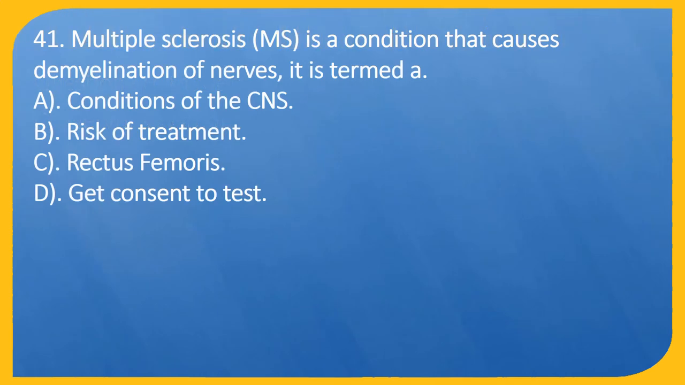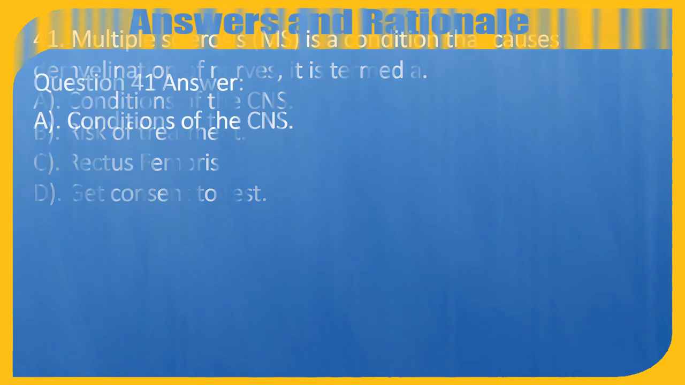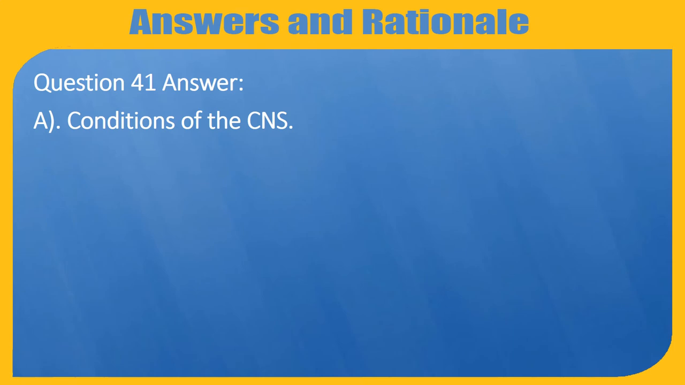Question 41. Multiple sclerosis, MS, is a condition that causes demyelination of nerves. It is termed A. Conditions of the CNS. B. Risk of treatment. C. Rectus femoris. D. Get consent to test. Question 41. Answer. A. Conditions of the CNS.